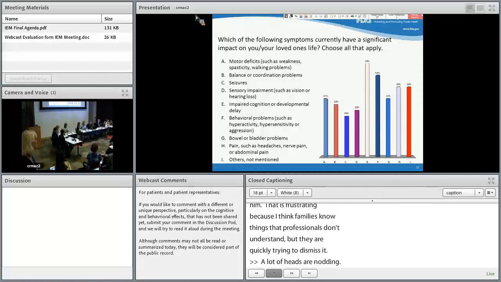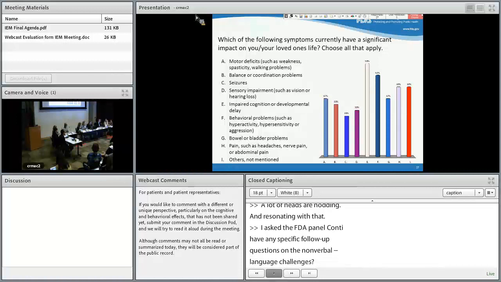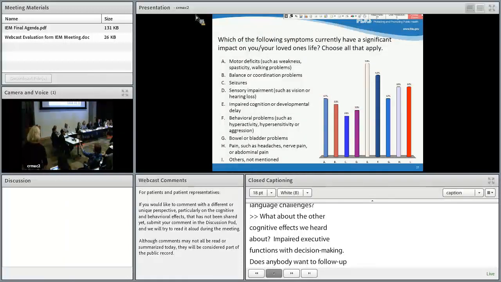Can I ask the FDA panel, do you have any specific follow-up questions on the nonverbal or the language challenges? What about the other cognitive effects? We heard about impaired executive functioning, the decision making. Does anyone want to follow up on that and how you get a sense of that? So, Georgie, we have one right up here, and then we'll go in the back.